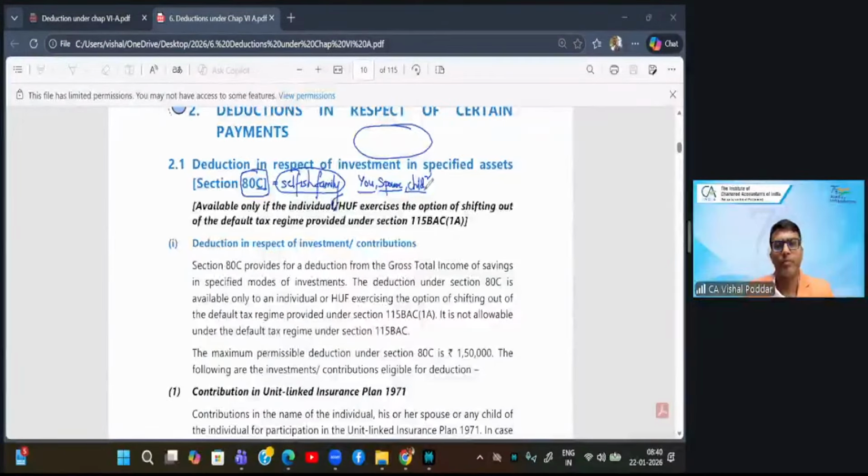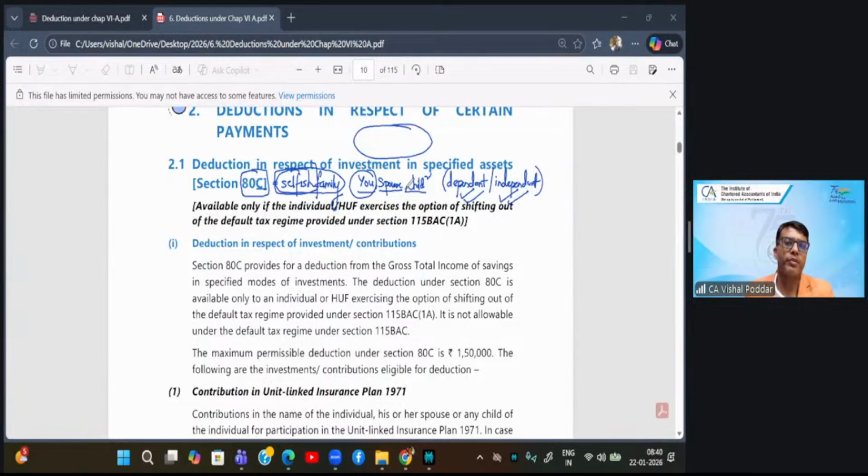Now, interestingly, in further sections, when we proceed, you will find that there is a condition that the child or the other family members for whom you are making payment should be dependent on you. There is no such condition in this section. So whether the child is dependent or independent, whether the spouse is dependent or independent, you get deduction in either case. So C for selfish.